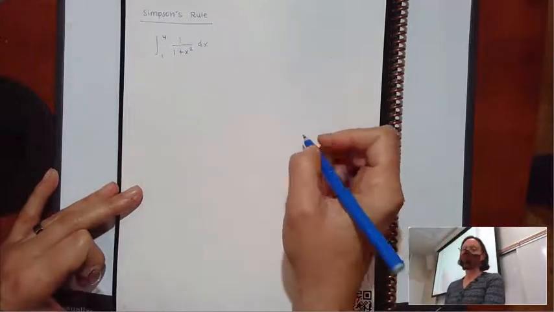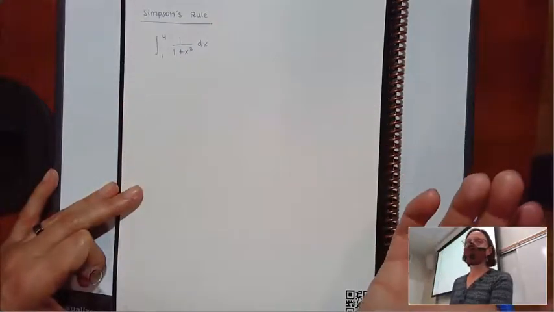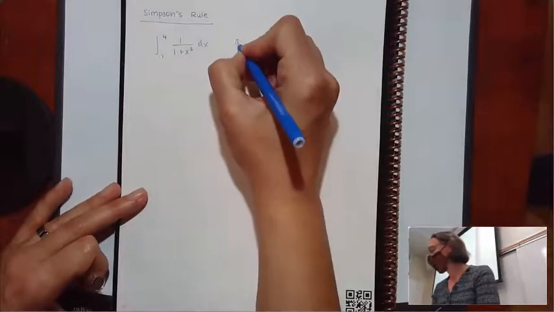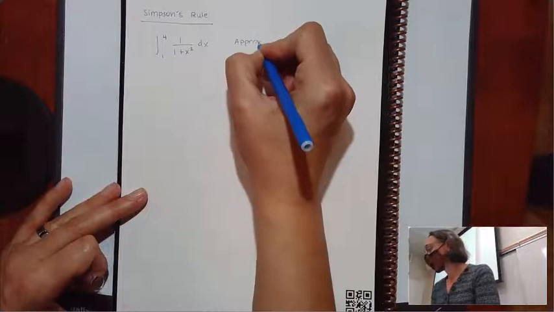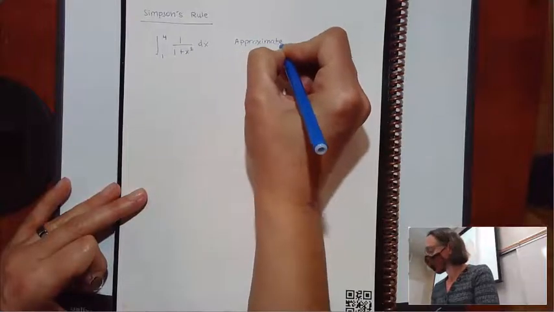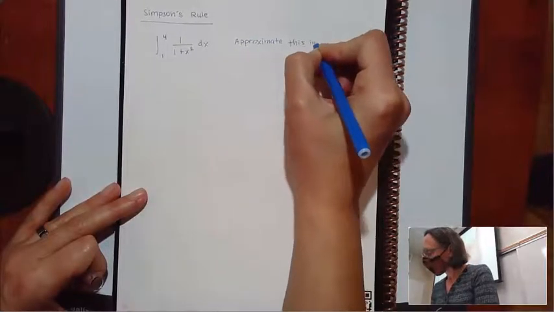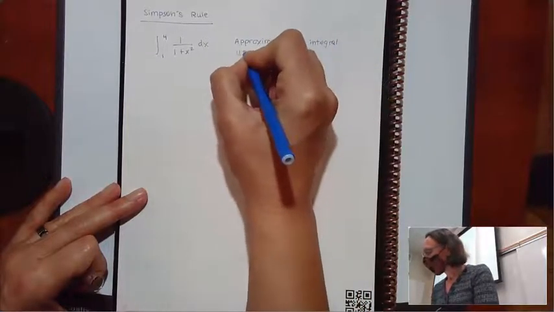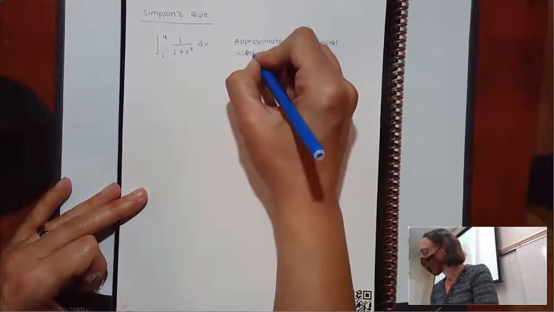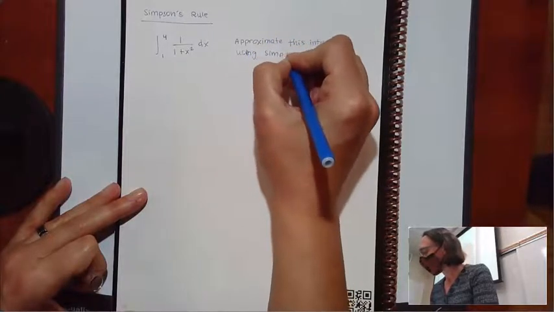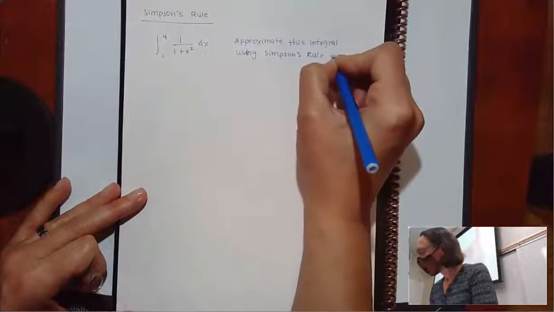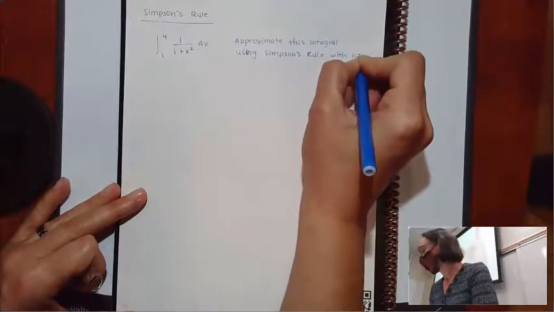By the way, this is one that we could find in our integration tables, but we're not going to do it that way. We are instead going to approximate this integral using Simpson's rule, with n equal to 6.